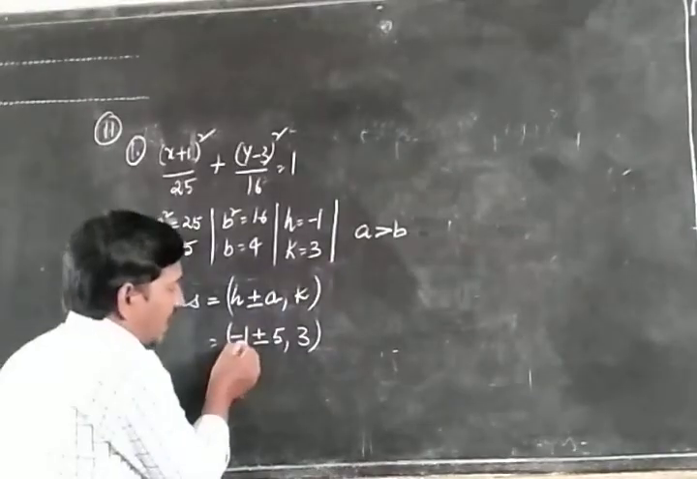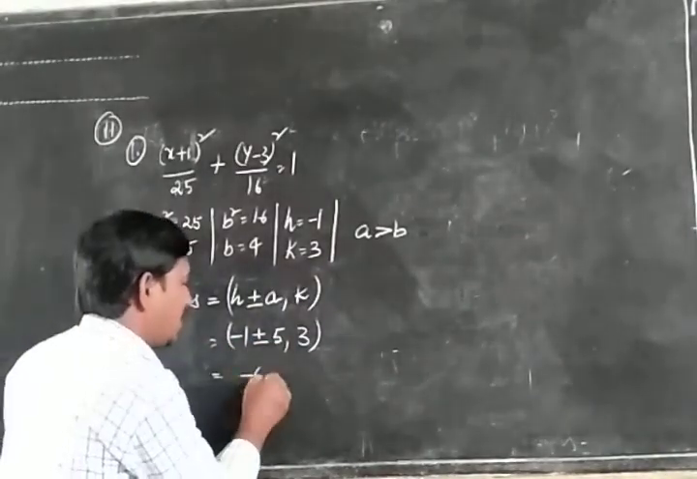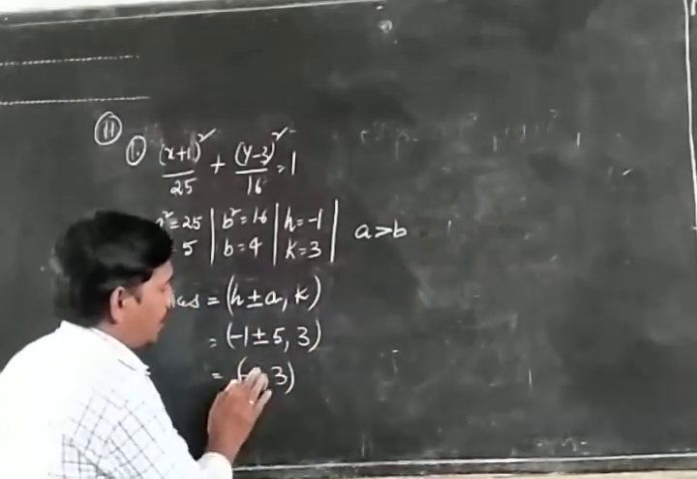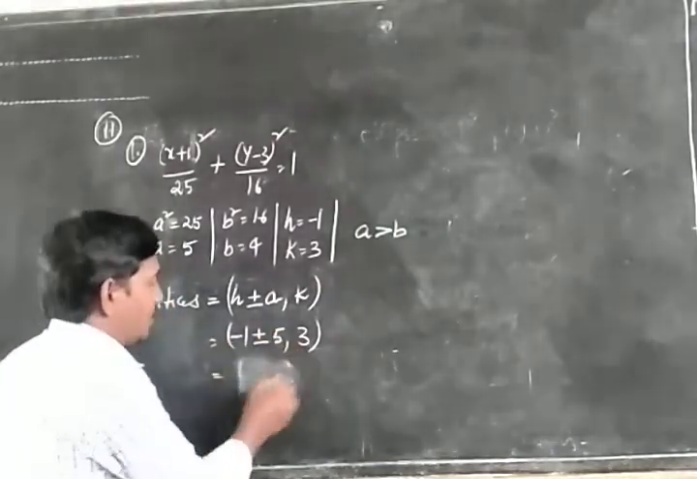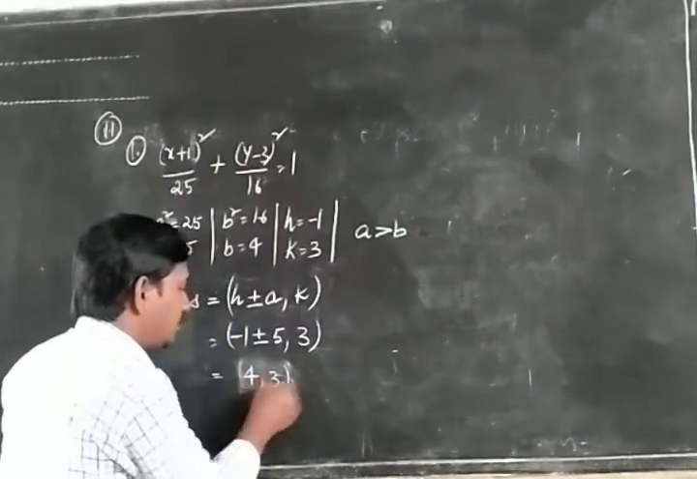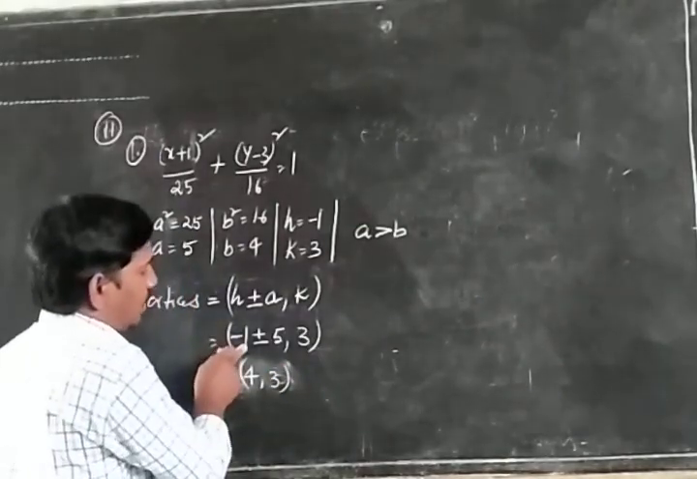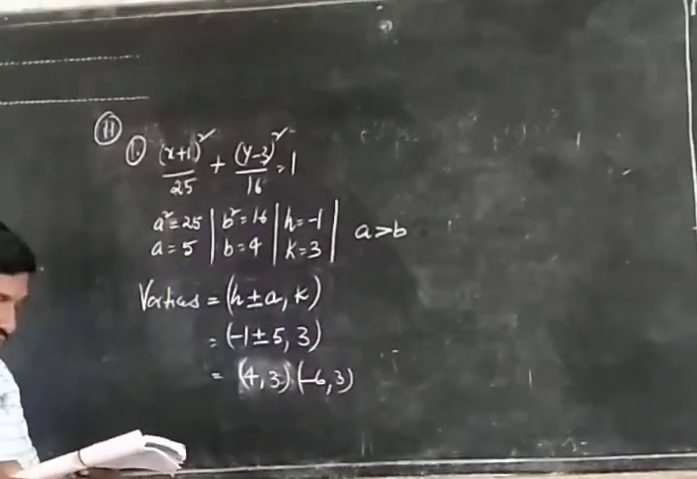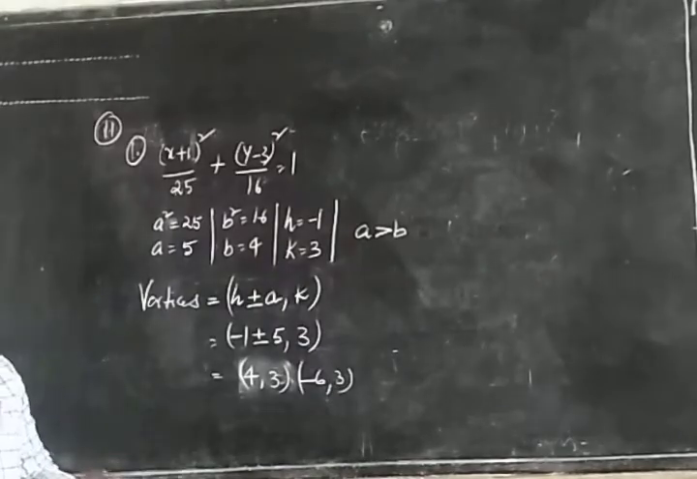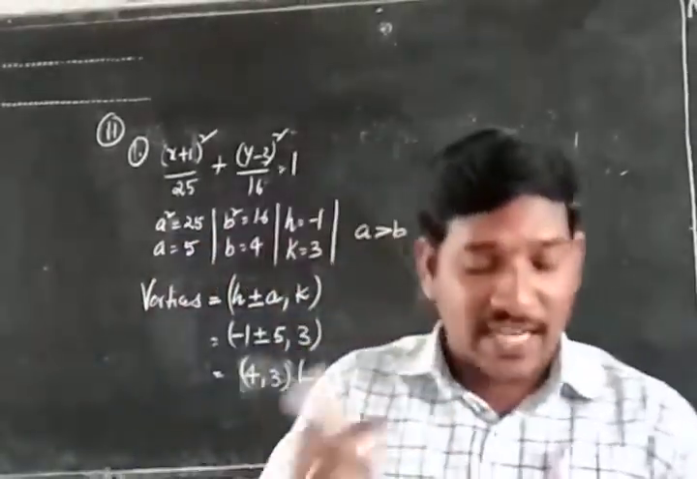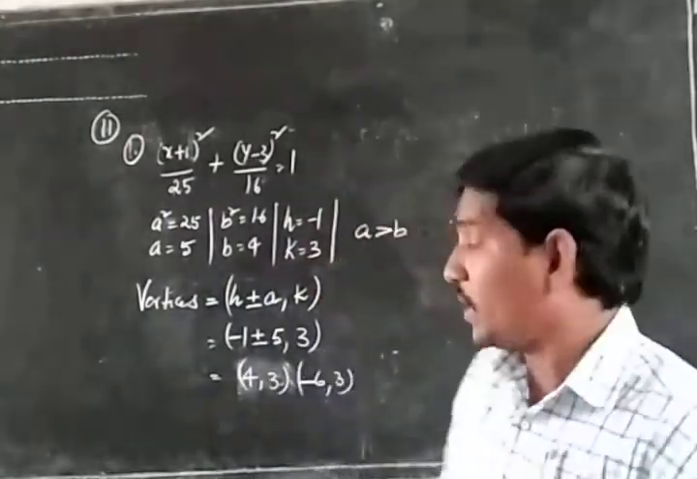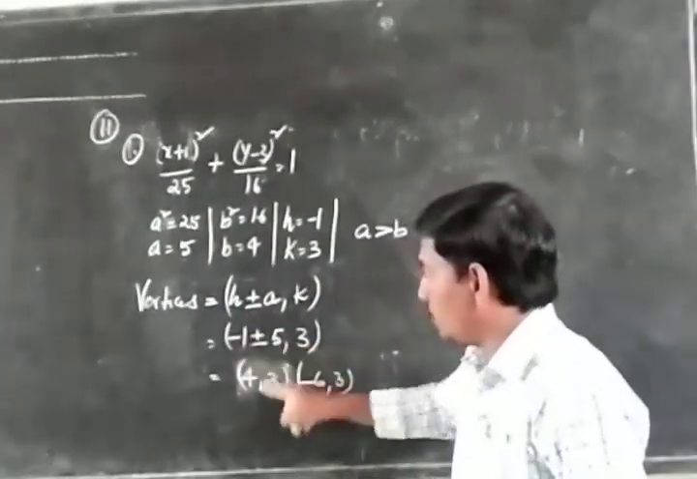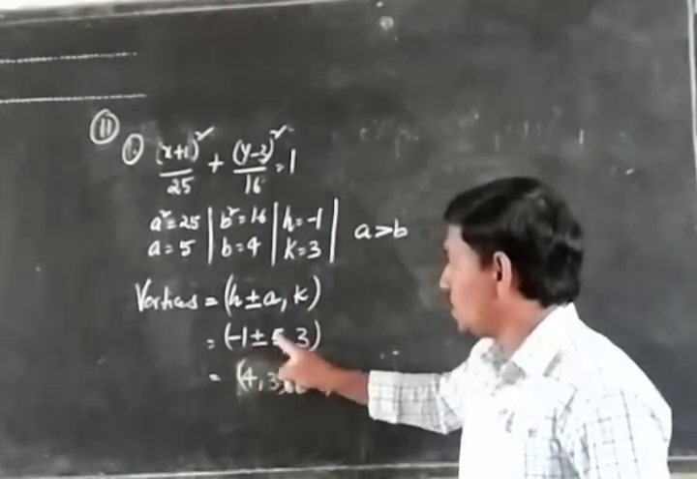Okay, write down: minus 1 plus 5 is 4 comma 3, and minus 1 minus 5 is minus 6 comma 3. Just verify. The first one's answer is D. So the first one we have to match with D: 4 comma 3, and minus 6 comma 3.